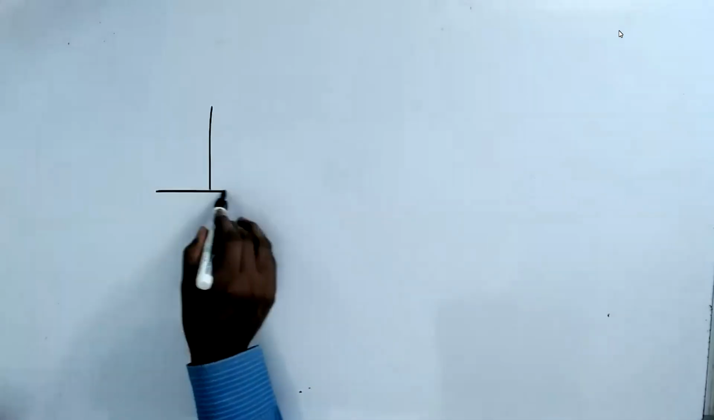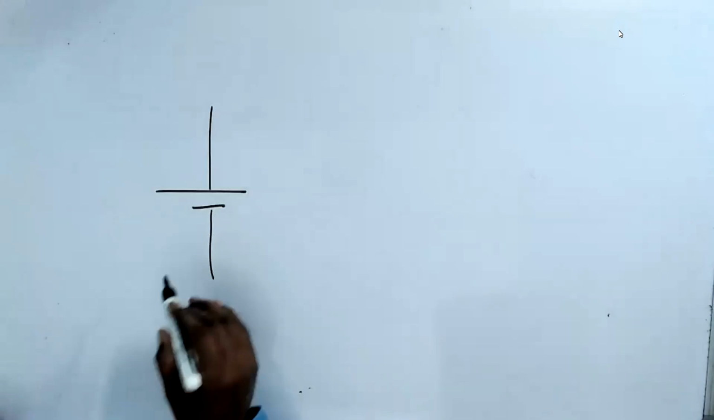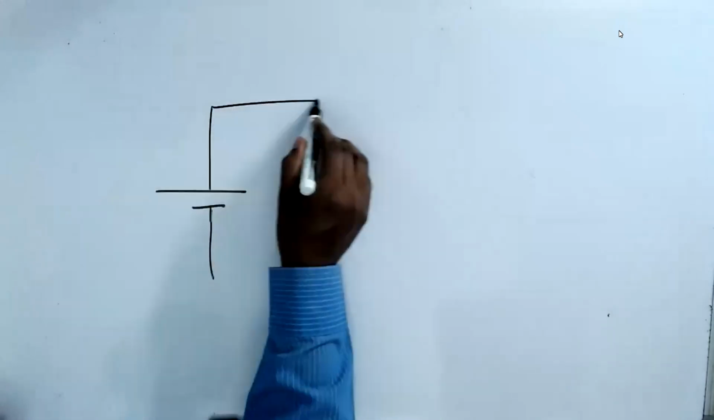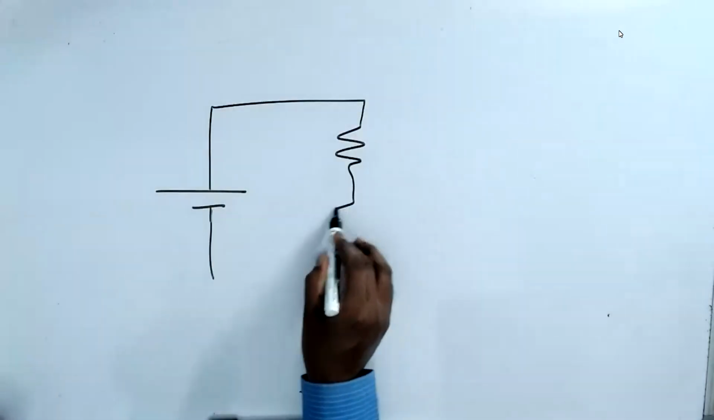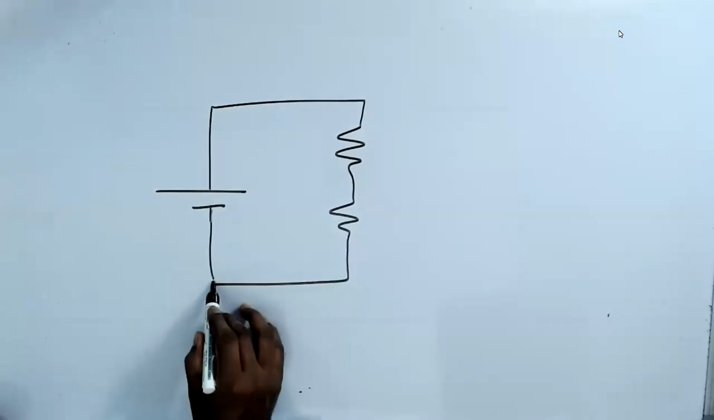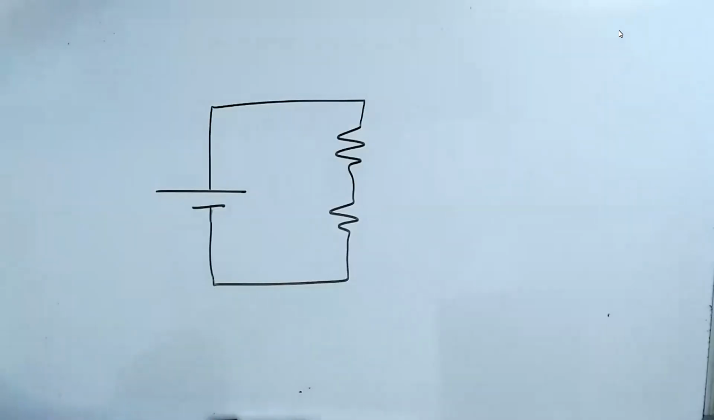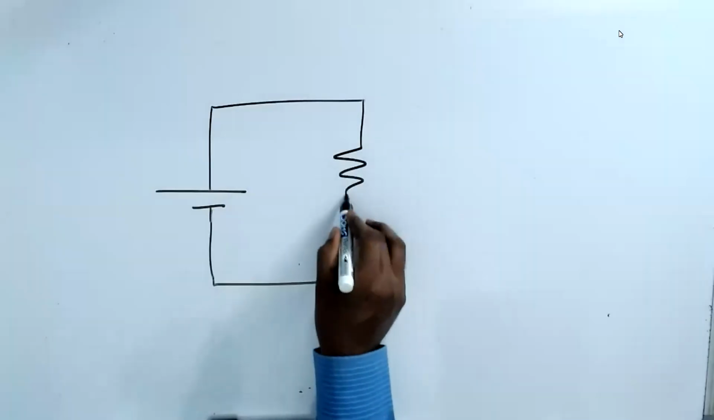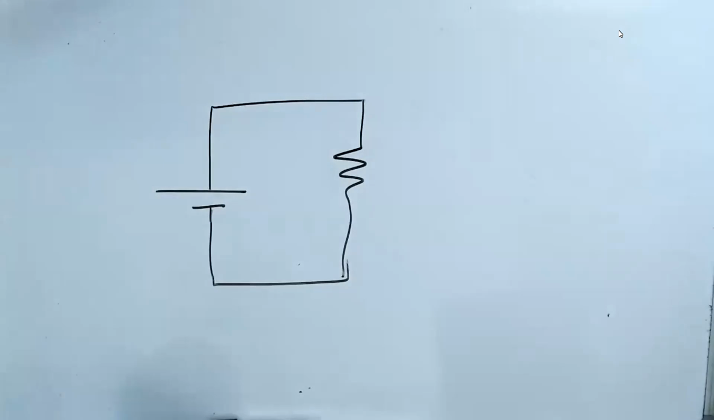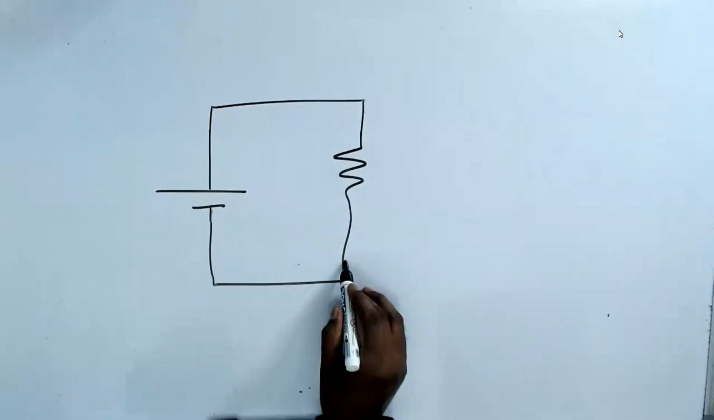I have drawn a battery and a resistor. Sorry, one resistor. We put one resistor. Okay.